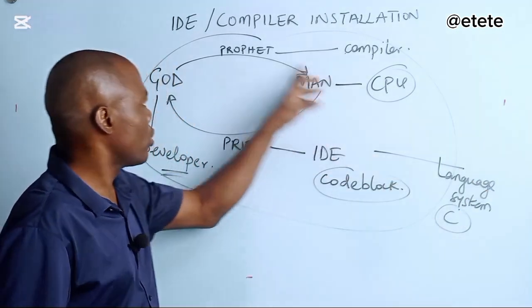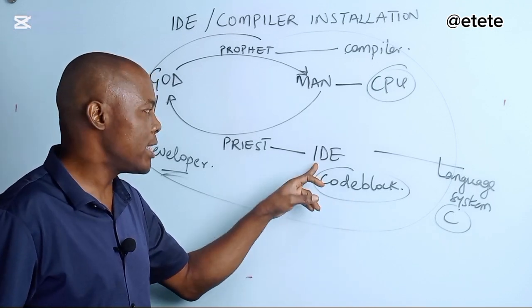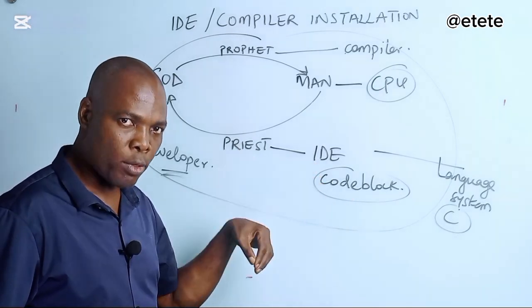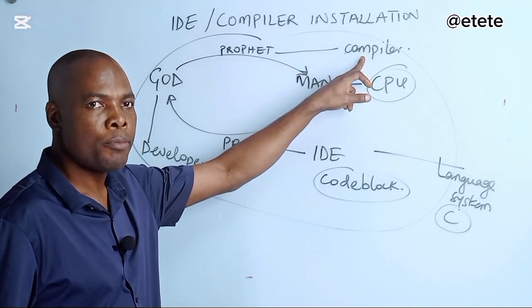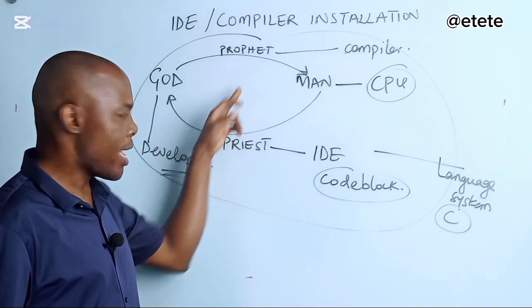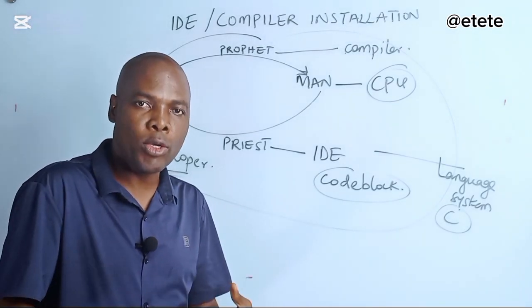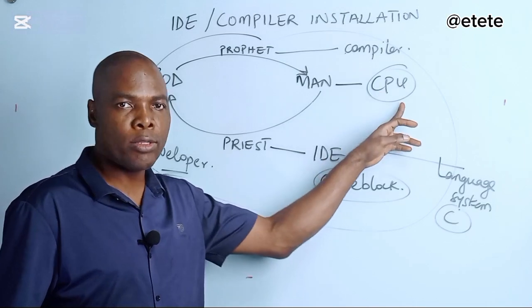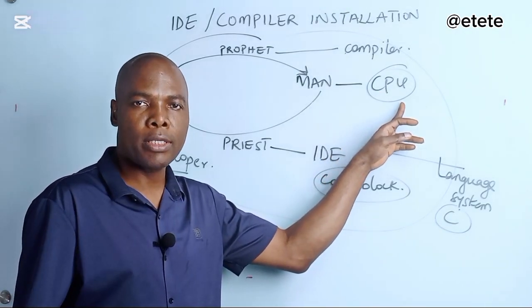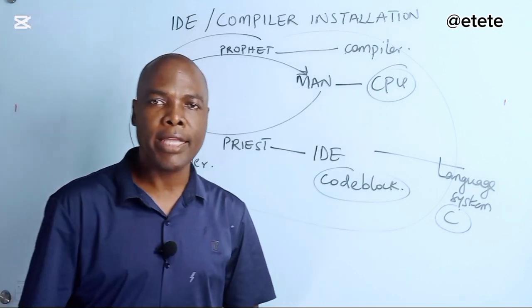So I'm going to now download Code::Blocks, which is an IDE that represents the priest, and I'm going to install it. And while installing it, I will also install the compiler, which is what? A prophet. And then the developer, which is me, will start writing the code. And the priest will assist, the prophet will assist, and it will get to the CPU and will execute it. So let's go to the system and let me download and install the IDE.